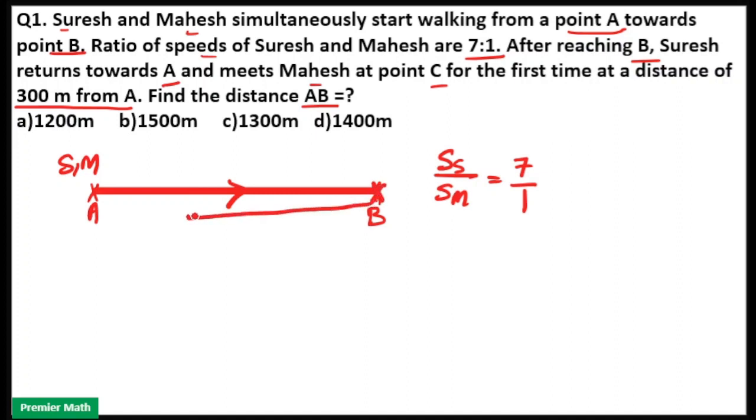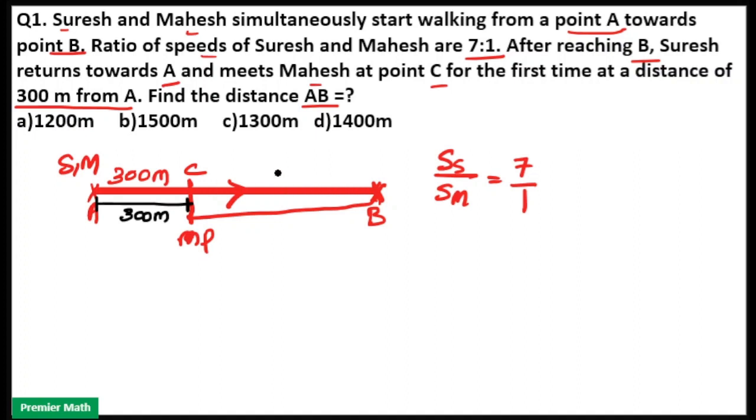And on the way at point C, this is meeting point, he met Mahesh at a distance of 300 meters from A. That is, AC distance is equal to 300 meters. That means on the way Suresh met Mahesh, Mahesh only travelled 300 meters, while Suresh travelled 300 meters plus 2 BC.